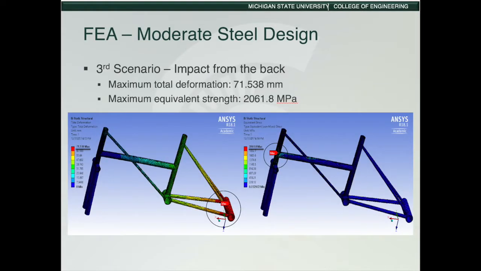And then we use aluminum to analyze the same geometry. This is the total deformation distribution. The maximum is here, which is 71 millimeters, and for stress, the maximum is here, which is 206 megapascal.